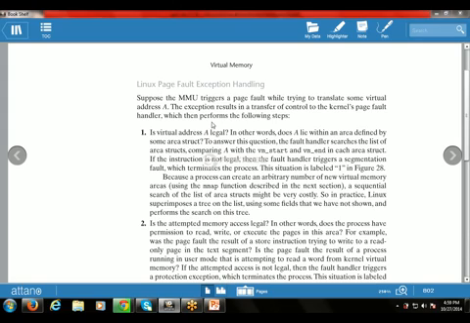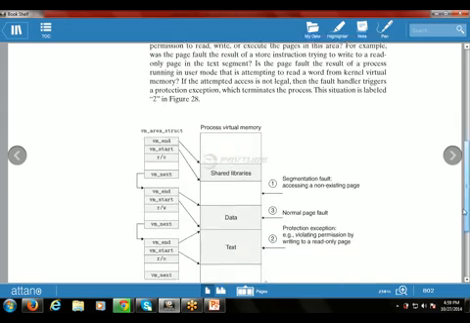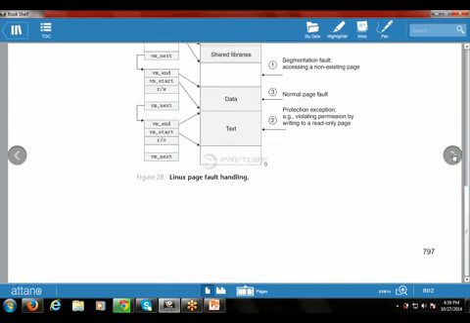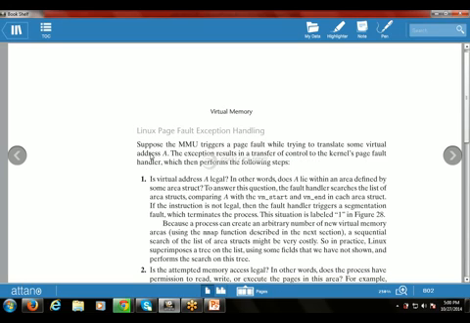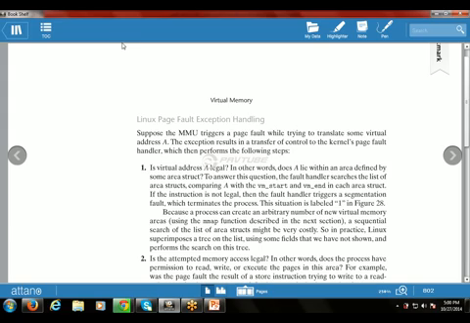Next is Linux page fault exception handling. That is how Linux handles page fault exceptions. Suppose the MMU triggers a page fault. As I told you, whenever there is a page fault while trying to translate some virtual address A, the exception results in the transfer of control to the kernel page fault handler.